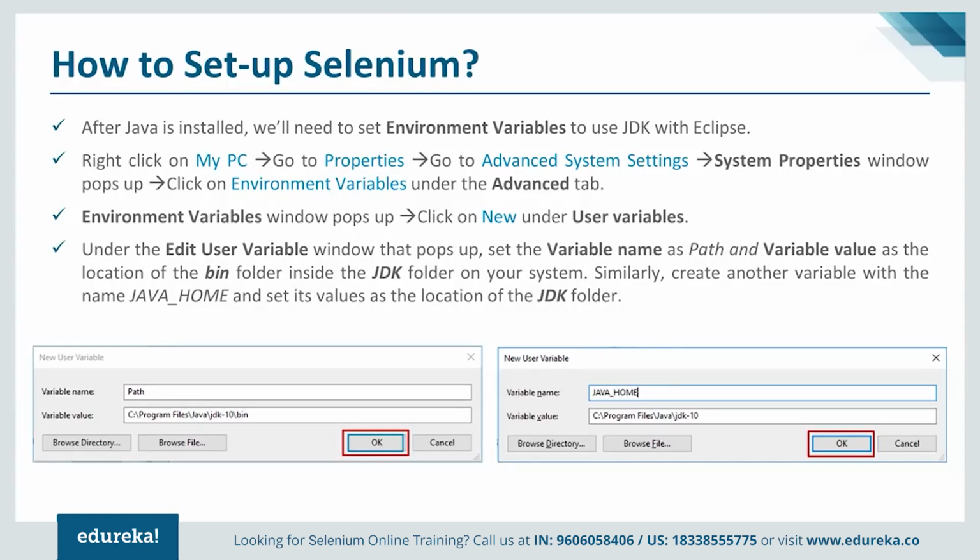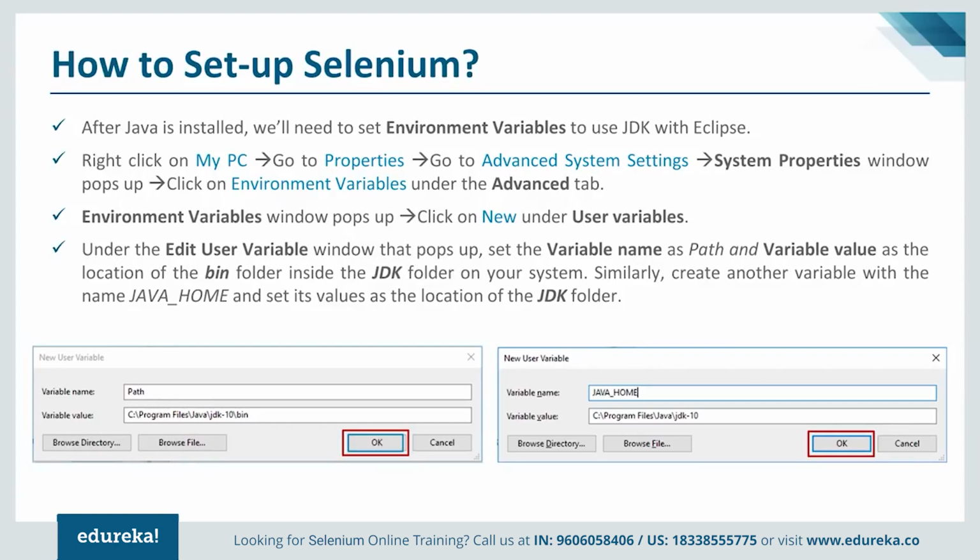Once you have done that, go ahead and click on OK and create another new variable in the same fashion and name it JAVA_HOME this time, and set the value of the variable as the location of the JDK folder on your system. Once you've done that, click on OK and you're done setting up your environment variables and you can use JDK with Eclipse.